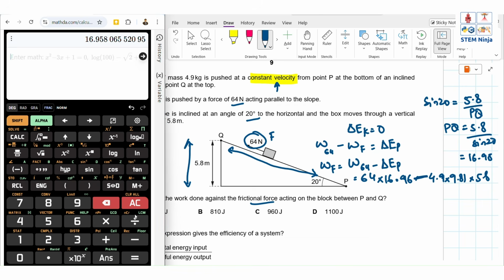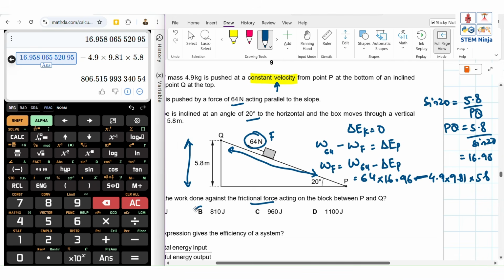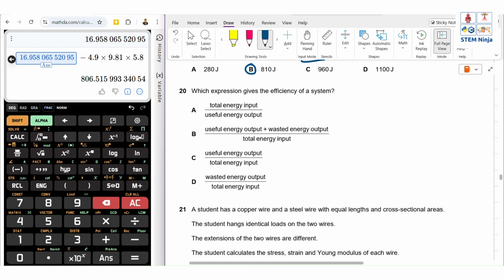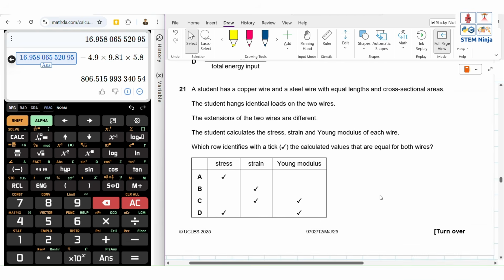So 64 times by answer minus 4.9 times by 9.81 times by 5.8. This is 806, and this is going to be 810 in two significant figures. Right, okay. Moving on. Which expression gives the efficiency of the system, useful power output, total energy input, or energy? That's it, simple.